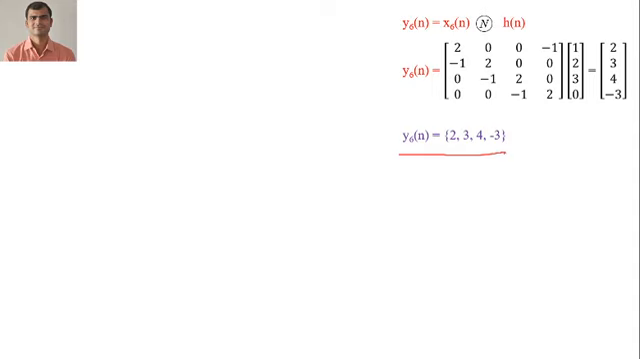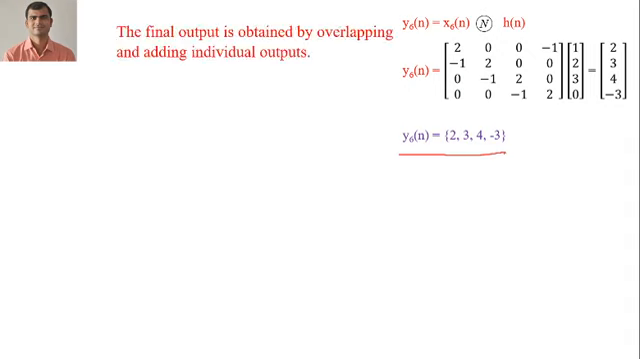Now for the overlap add method, what we have to do is first take these samples. The final output is obtained by overlapping and adding the individual outputs. The number of samples overlapped and added from the individual outputs is equal to M minus 1. So M minus 1 samples of a previous sequence will be added to the initial samples of the next sequence.